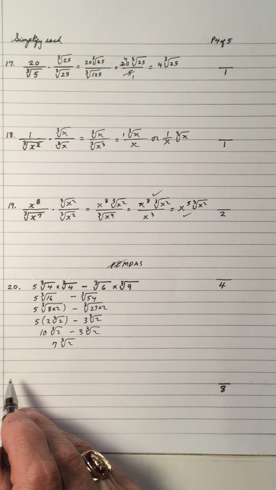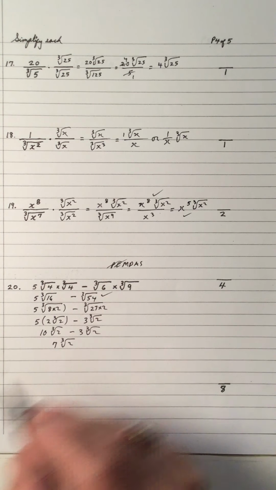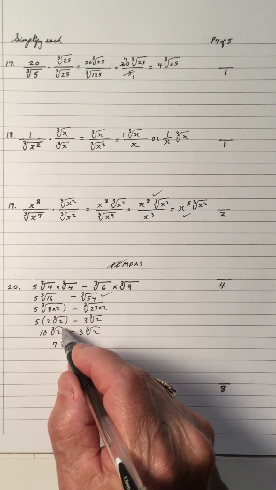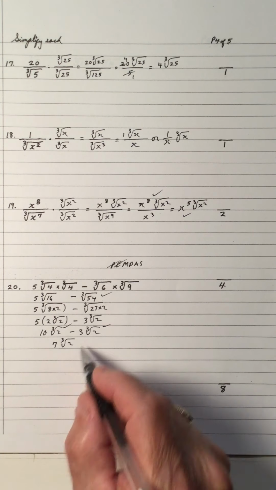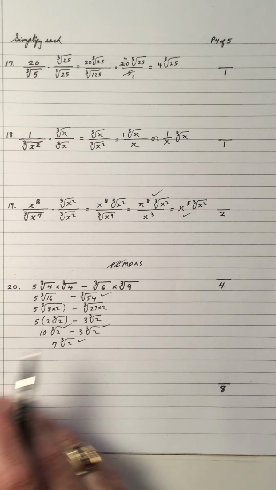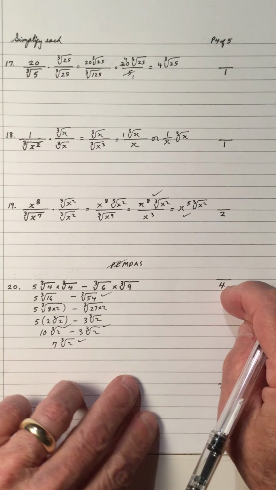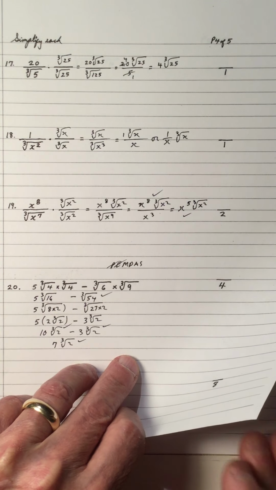And if you multiply these, you get a mark. If you simplify them to here, you get a mark each. And if you did that, final answer, you get 4 marks in total. And add them up, it's out of 8.